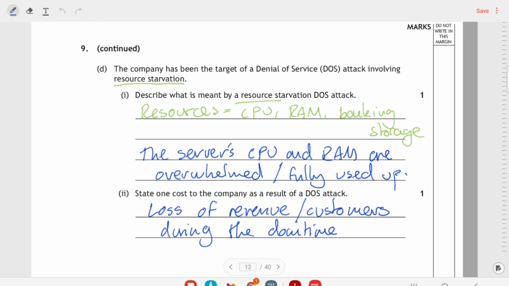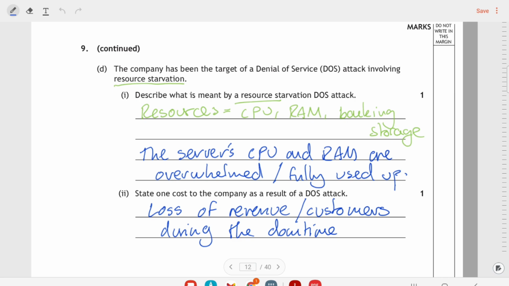And then if I go to the last systems question, at least that I found right now, a company that's been target of a denial of service attack involving resource starvation. It's a slightly more unusual way that the question has been asked. So describe what's meant by resource starvation. So resources, by that we mean things like the CPU, the RAM, the amount of backend storage on the server.